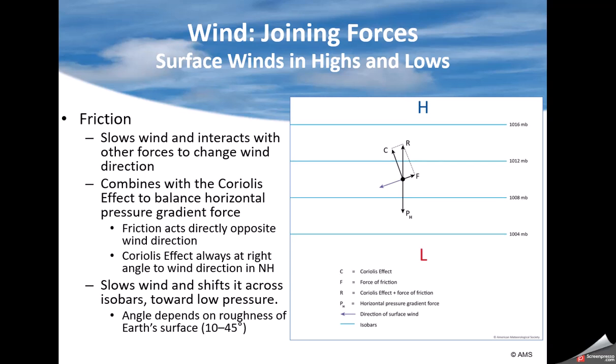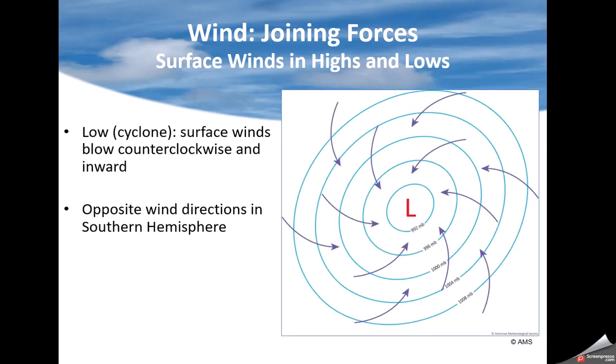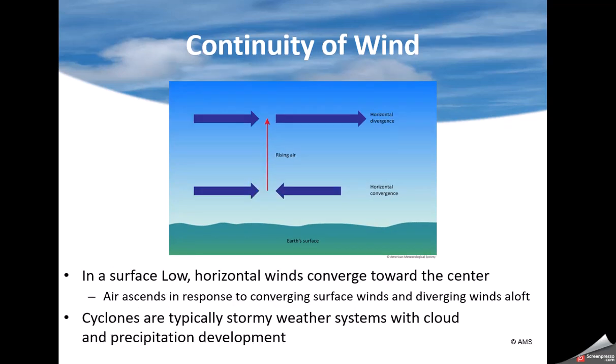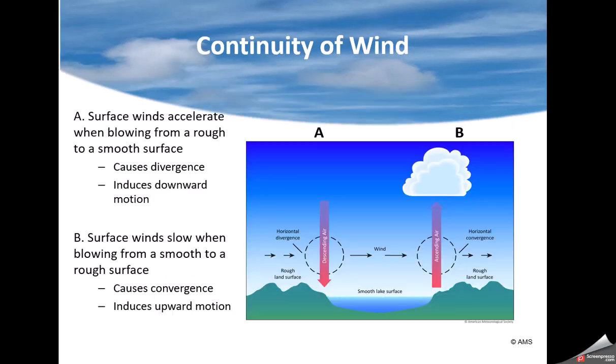That's what friction does. So now you've seen all these wonderful forces messed up. That's why we get the winds we get. If you looked outside today and said, oh boy, the winds are blowing this way, all these forces combined to make that happen. We talked about the continuity of wind. If I have divergence at the ground, I have sinking air. If I have convergence aloft, I'm tending to push the air down. High pressure. Same exact thing for low pressure, except the opposites.